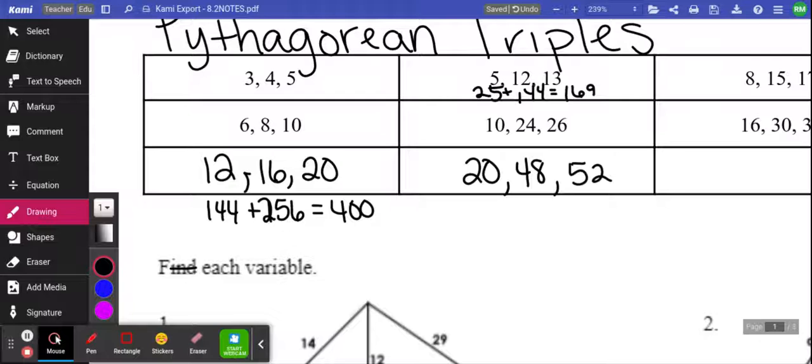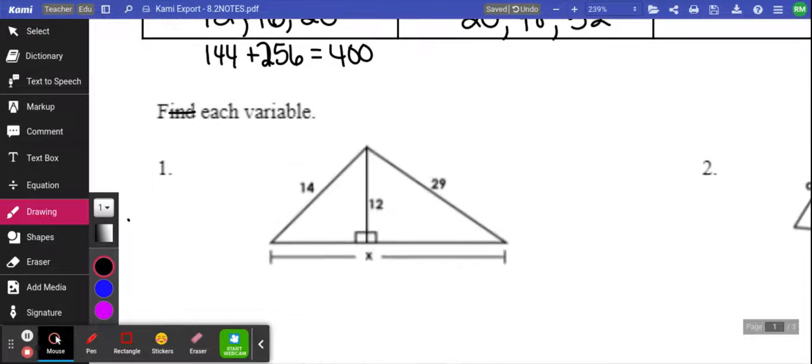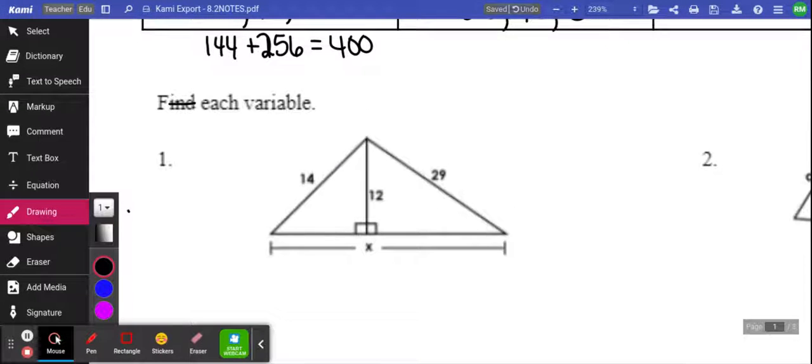Any questions? No. Easy peasy. Let's go ahead and go to the next. So these are not necessarily going to be triples that we are going to find here. So it might not be a whole number. It might be a decimal number. Are you guys doing this? I'm already done. You got this answer?